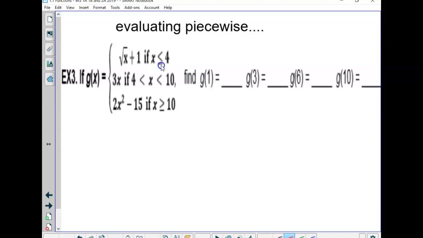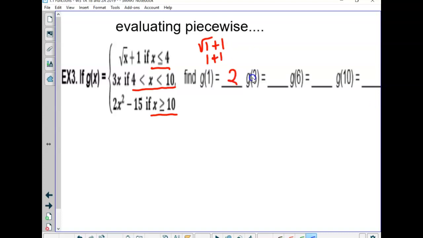Well, is 1 less than or equal to 4? Is 1 between 4 and 10? Or is 1 greater than or equal to 10? It's the first one. So therefore, the 1 goes into the first one. Everybody see what I'm talking about? So 1 is less than 4, so it goes in up here. Square root of 1 plus 1. What's the square root of 1? 1 plus 1 is 2.